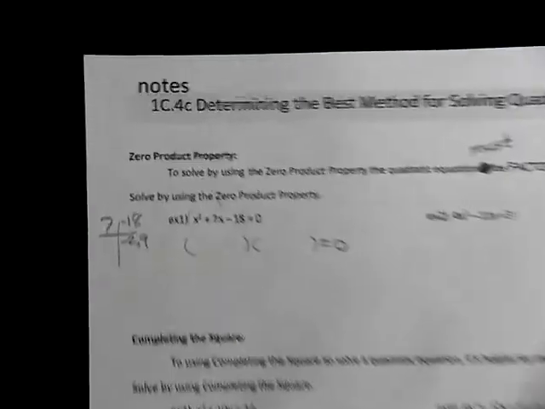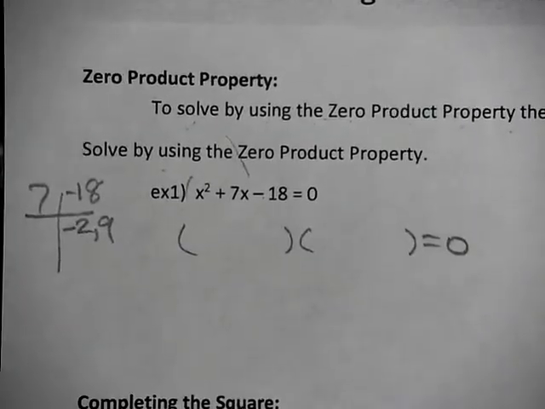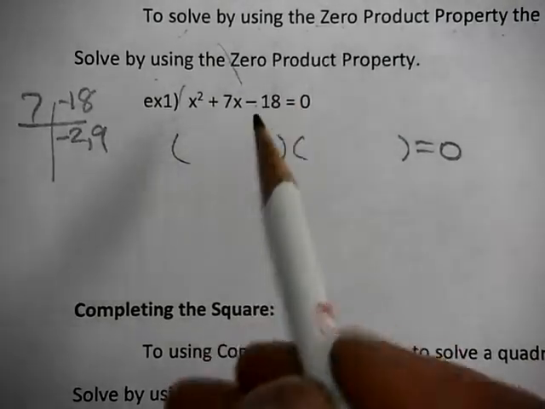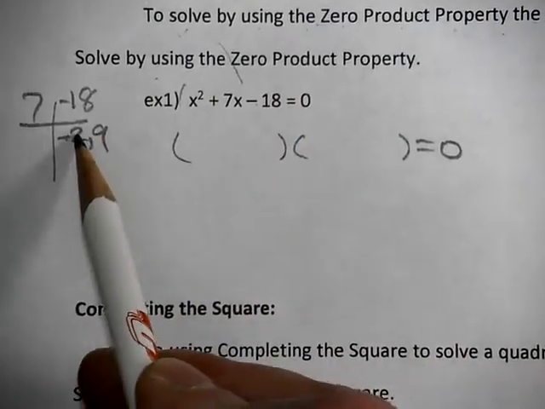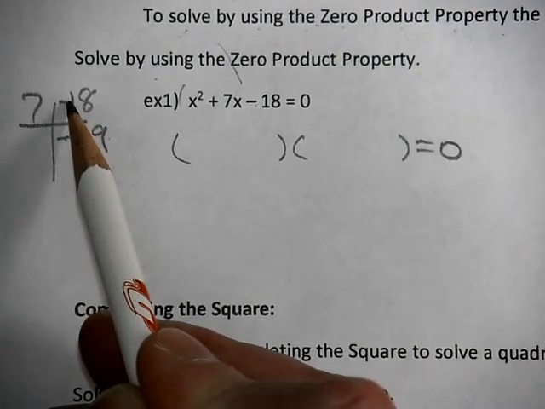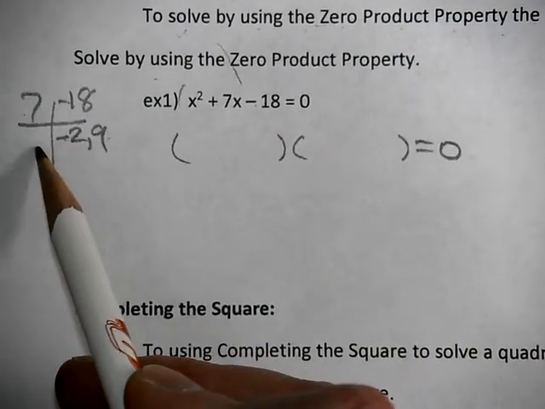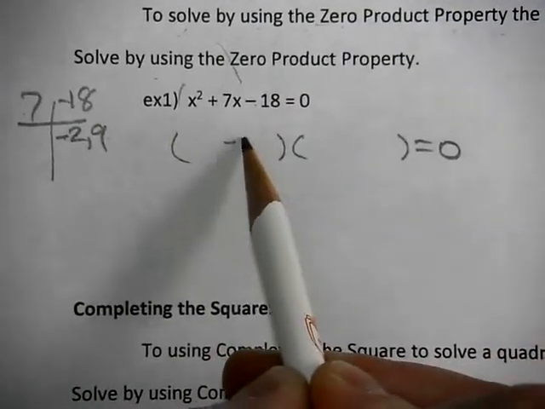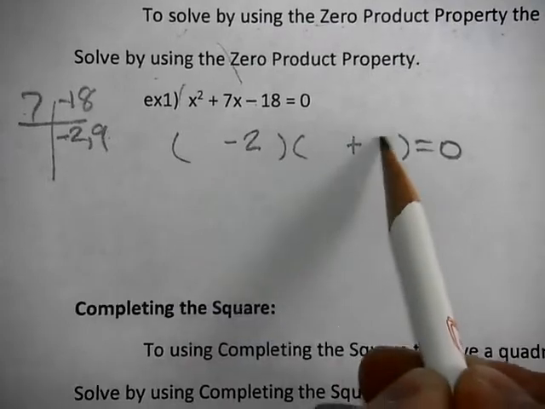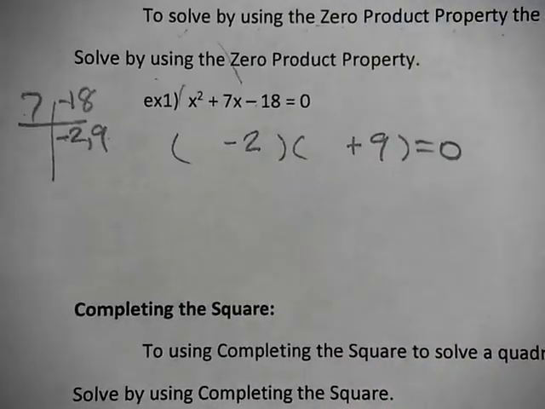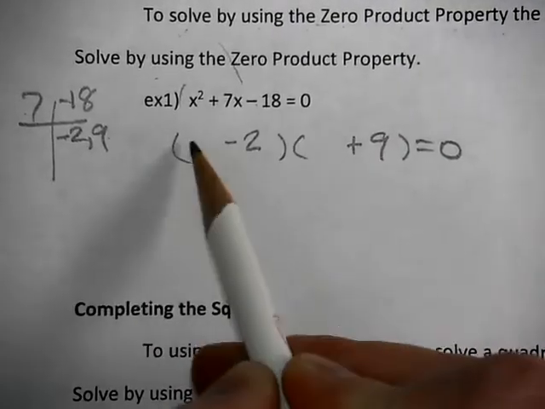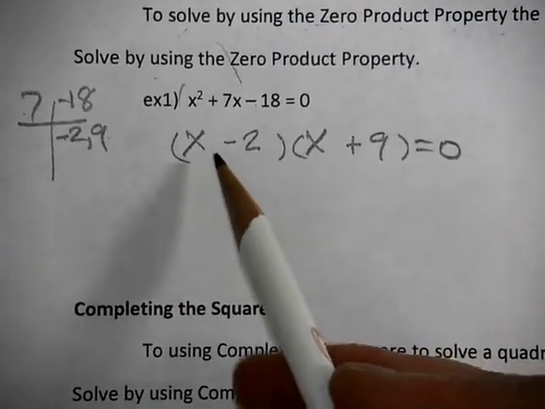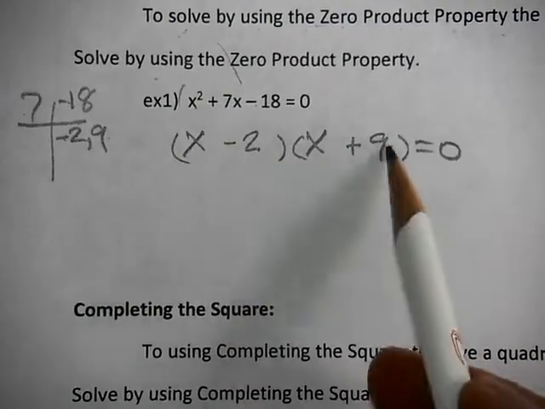So we're zoomed in here and we're looking at factoring x squared plus 7x minus 18. We know that negative 2 times 9 multiplies to be negative 18 and adds to be 7. So we're going to put our negative 2 and our positive 9 right into the parentheses. And x times x would make x squared.